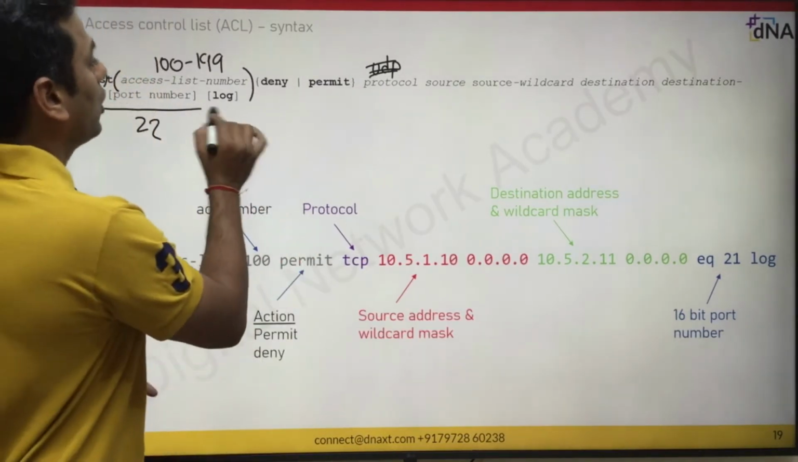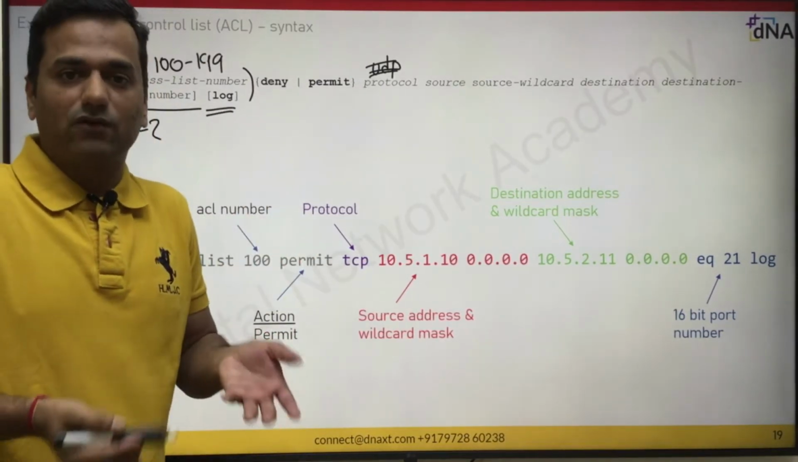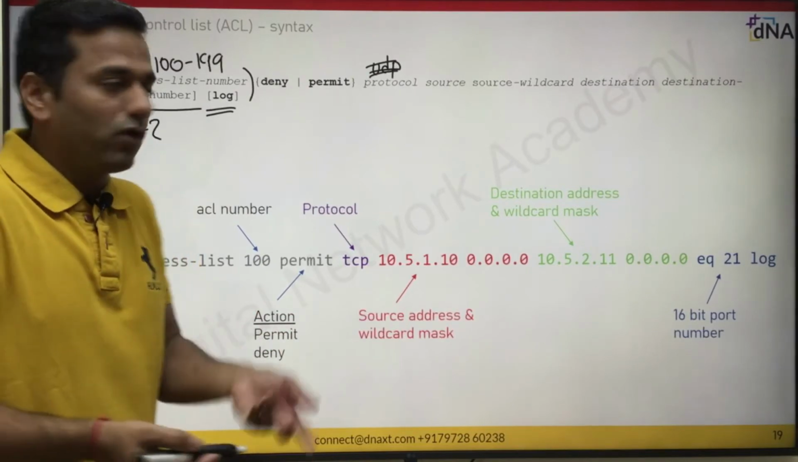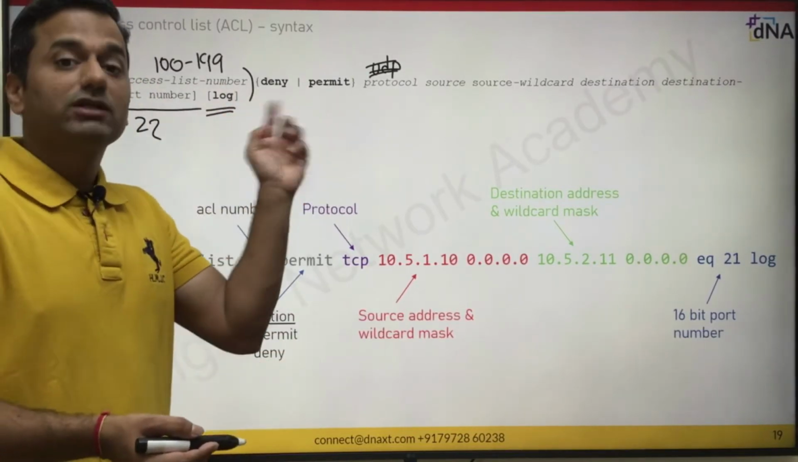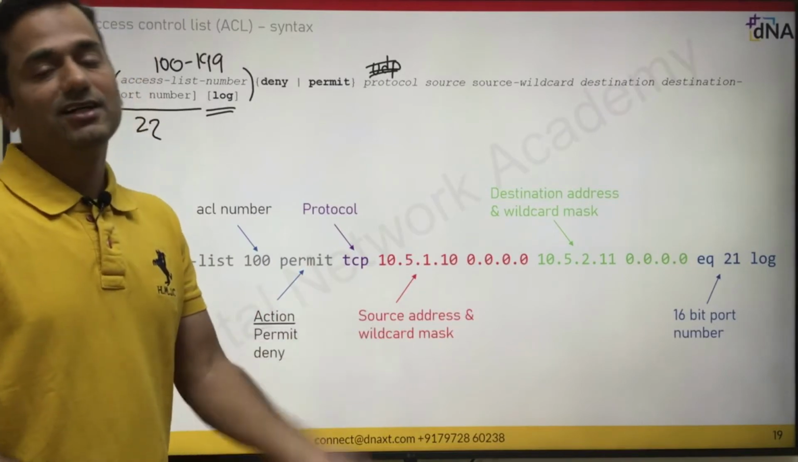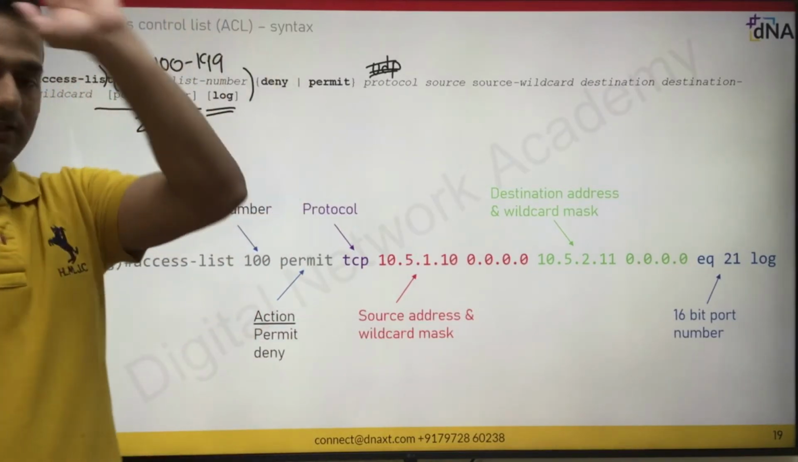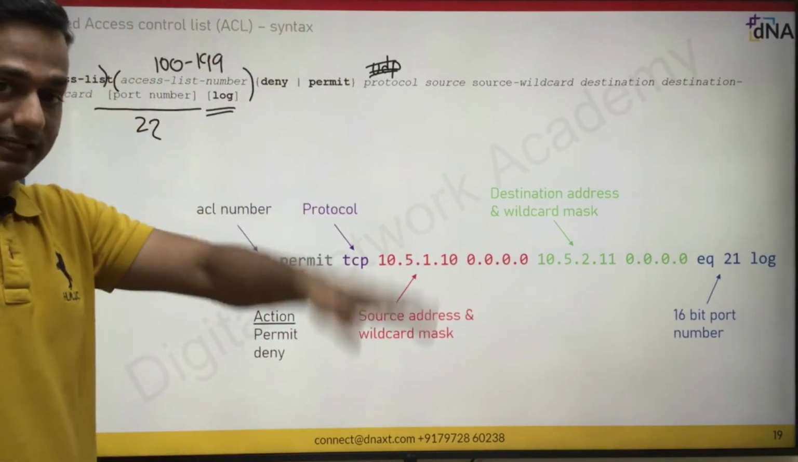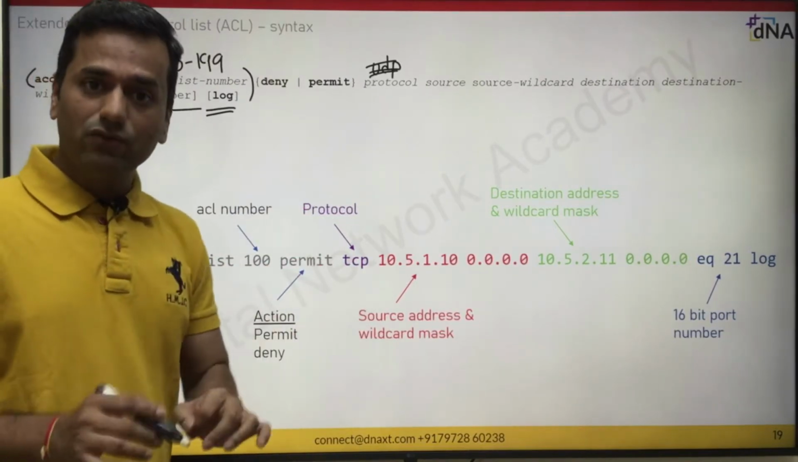And the last, logs. Logs mean generate the logs. If traffic is matched and the action is performed based on the ACL, then generate the logs. So this is the syntax of the extended access control list. We'll see it live.